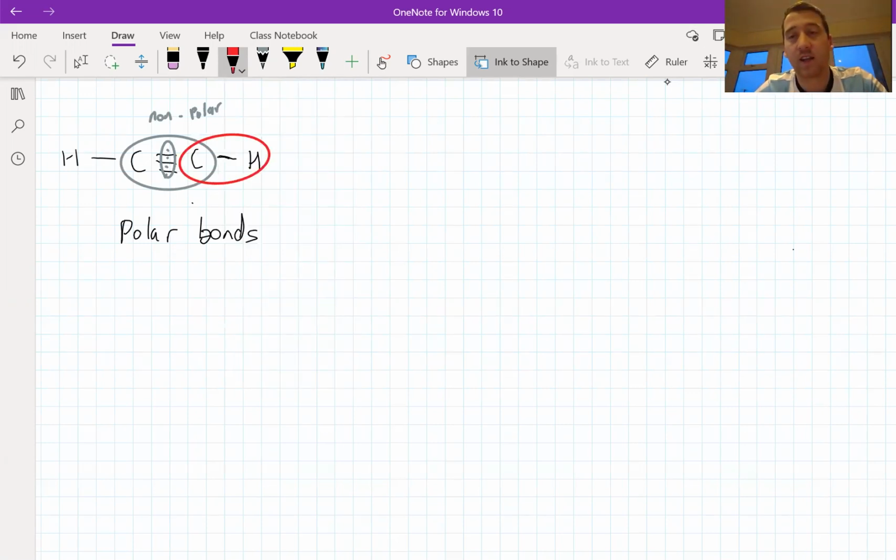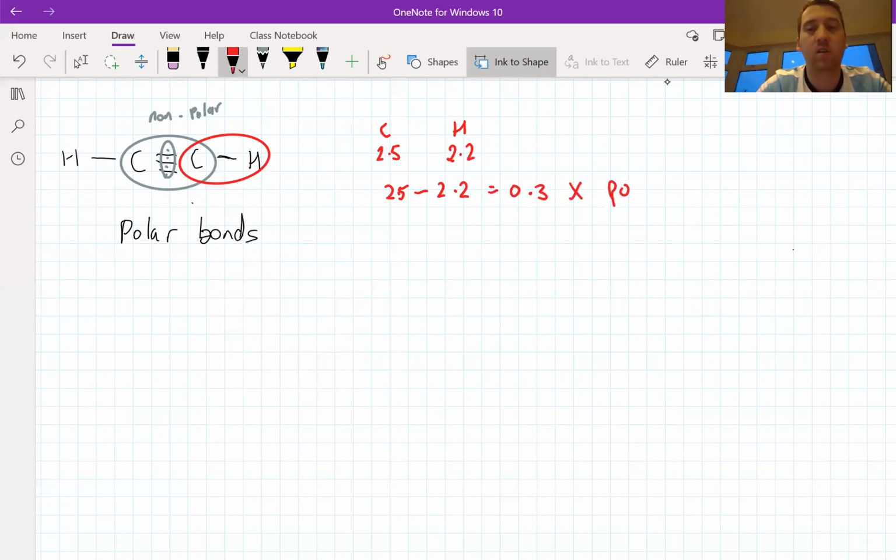So there's a possibility that that could be a polar bond. We need to check the electronegativities. Well, the electronegativity of carbon is 2.5 and the electronegativity of hydrogen is 2.2. So if we do 2.5 take away 2.2, that gives me 0.3 as the difference in electronegativity. That is not enough to make it polar. So that falls below our range of 0 to 0.4, which we consider to be non-polar bonds.